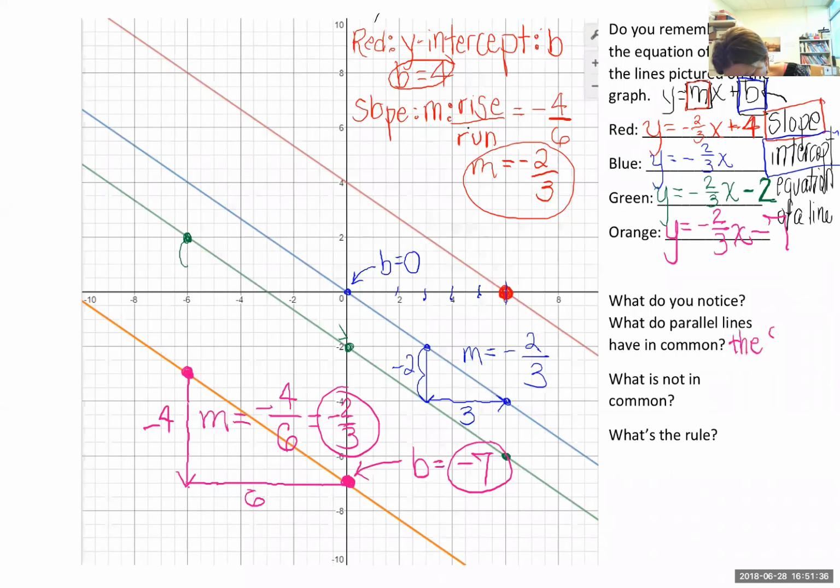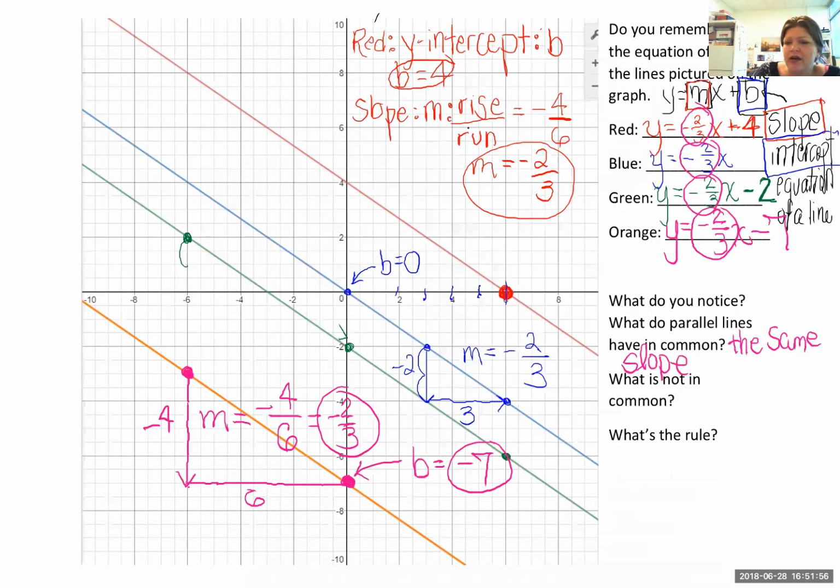We saw every single one of our lines had a slope of -2/3. Did you notice that? -2/3 x, -2/3 x, -2/3 x. Okay, but slope wasn't the only thing we looked at when we looked at our lines. What was the other thing that we looked at? Well, we looked at the y-intercept.